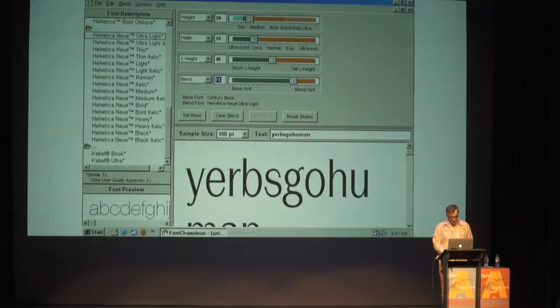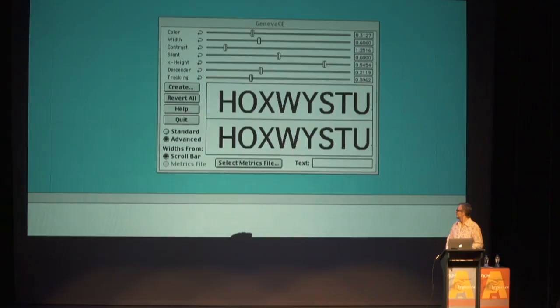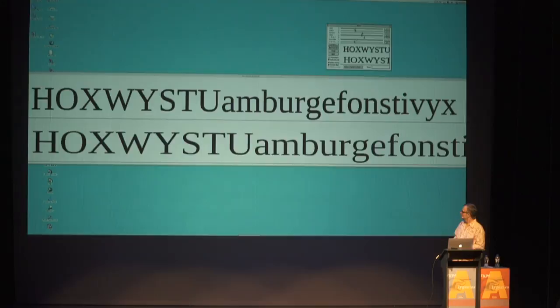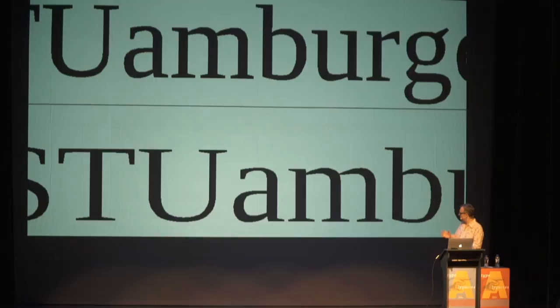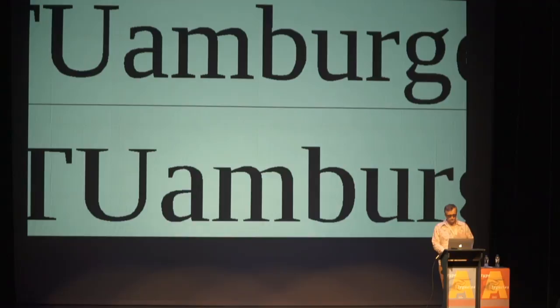But my absolutely mind-blowingly favorite creation was Incubator Pro and later GX by Sampo Kassila, who's also here, where you would open a normal static TrueType-based font and you could start doing adjustments. Of course there's no anti-aliasing, but as far as keeping stem widths and doing some adjustment, it's doing really well. This was 92, 93, and I don't think this kind of automation is even available today as a starting point.